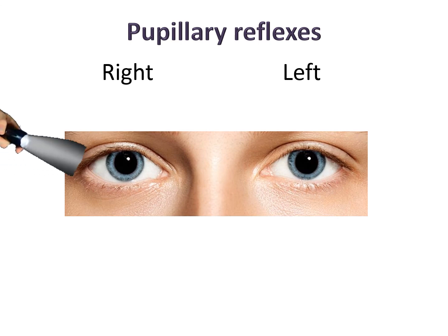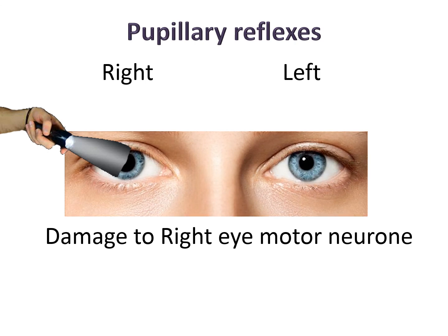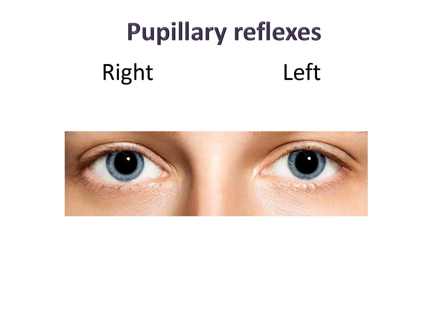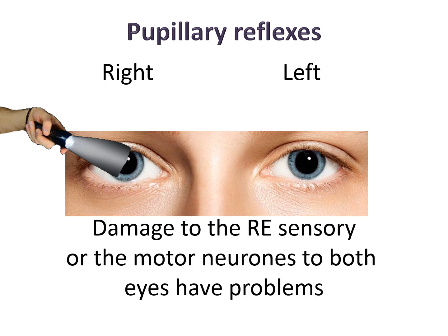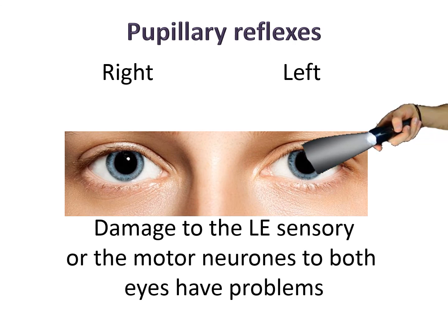Now, if we illuminate the right eye and only the left eye constricts, that indicates that the right sensory pathway is working properly, but the right motor neuron pathway has a problem. Now, if we illuminate the right eye and neither constricts, we know that either the right sensor is damaged or both motors have problems. Similarly, if we illuminate the left eye and none of them constrict, either the left sensor is damaged or both motors have problems.